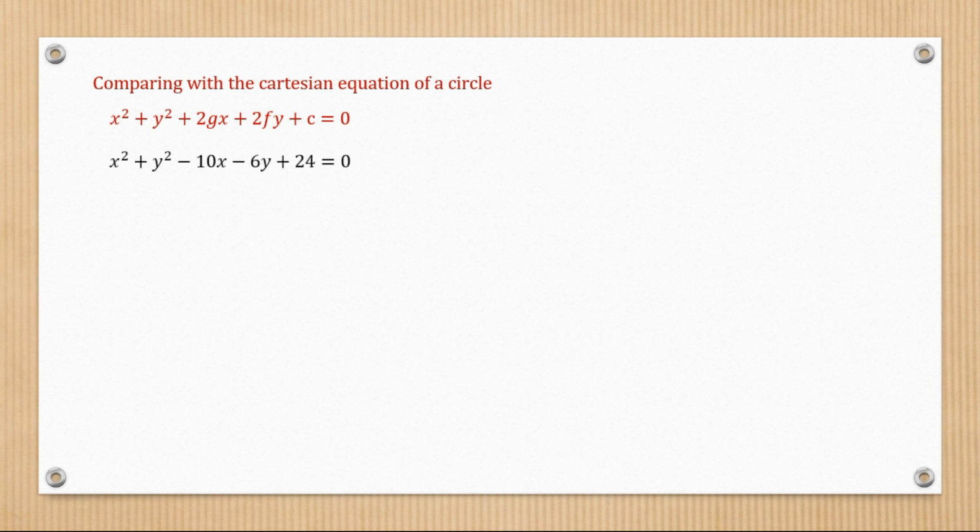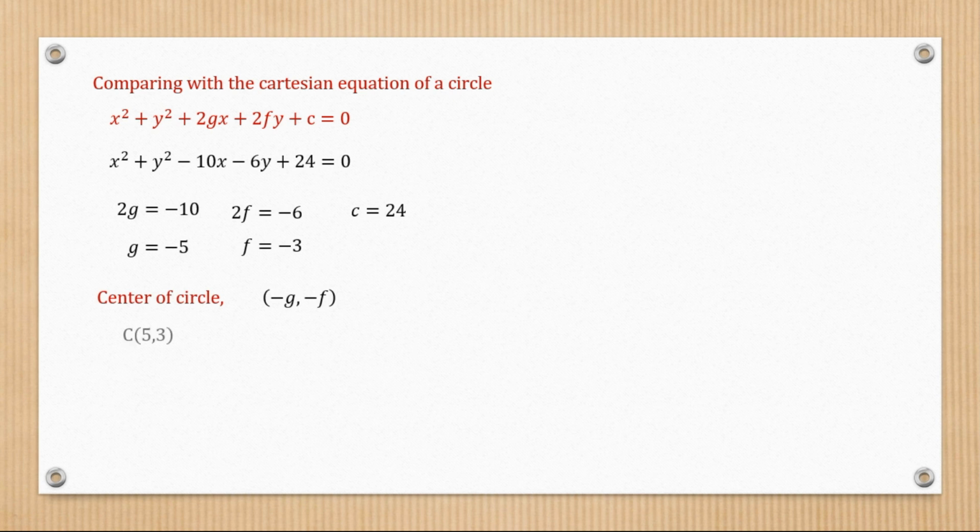So when you compare it with this, I can see that 2g shall be equal to -10, of which g shall be equal to -5. Then you can say that 2f is equal to -6, of which f shall be equal to -3. And then you can see that c is positive 24. So what that means is the center of the circle, which is given as (-g, -f), shall be (5, 3).